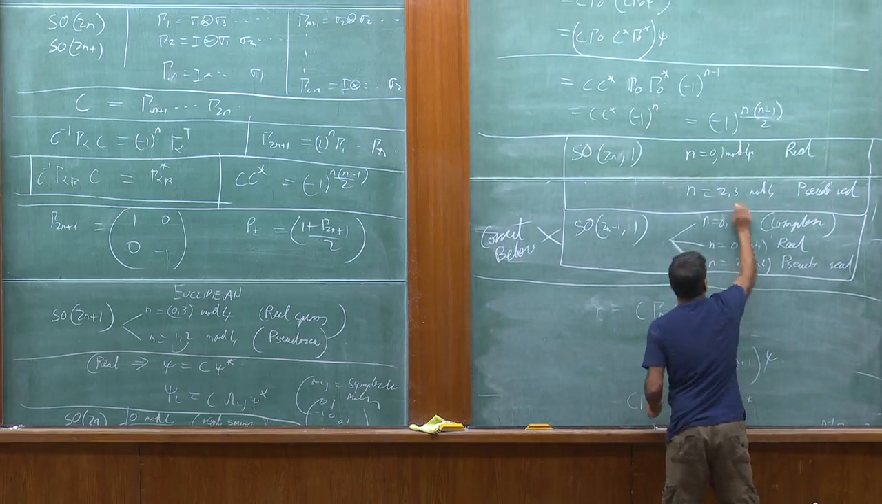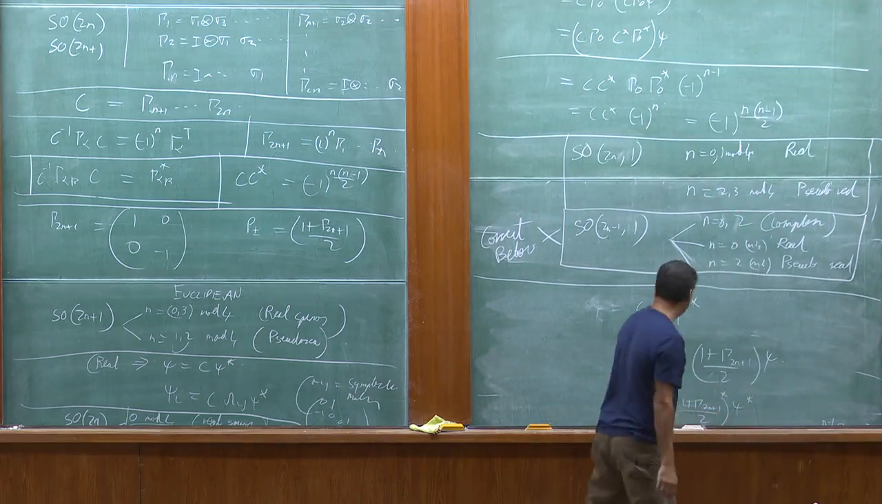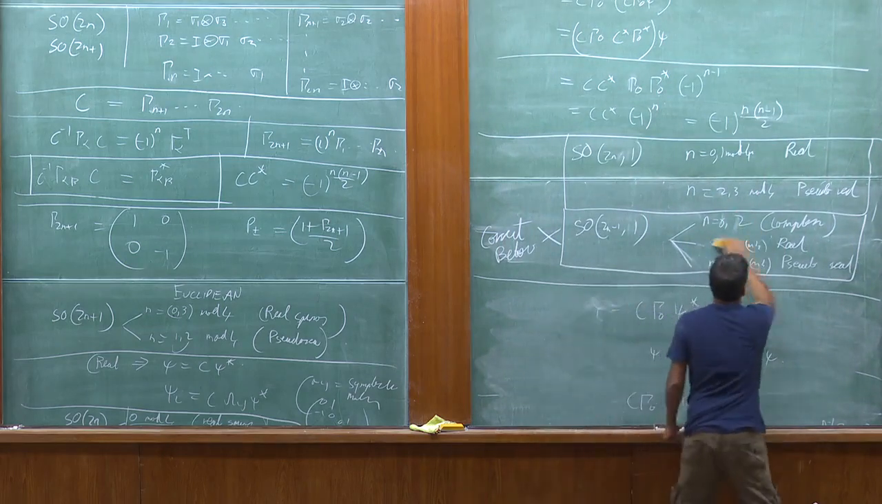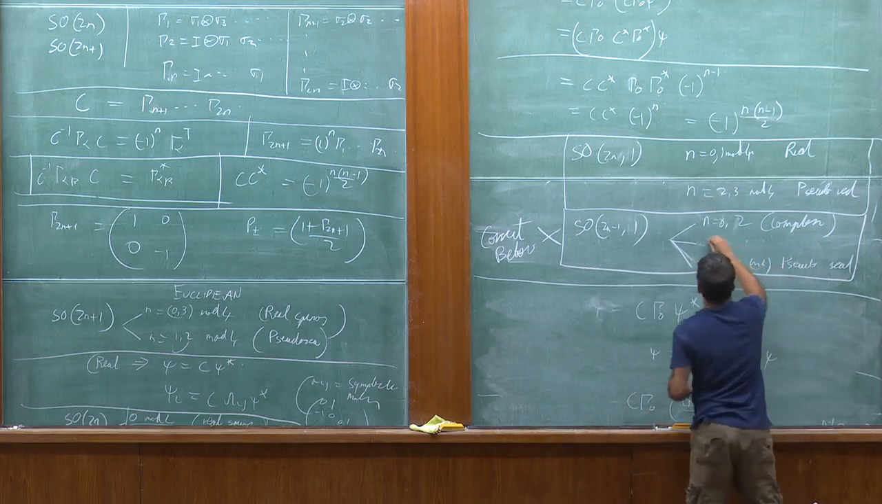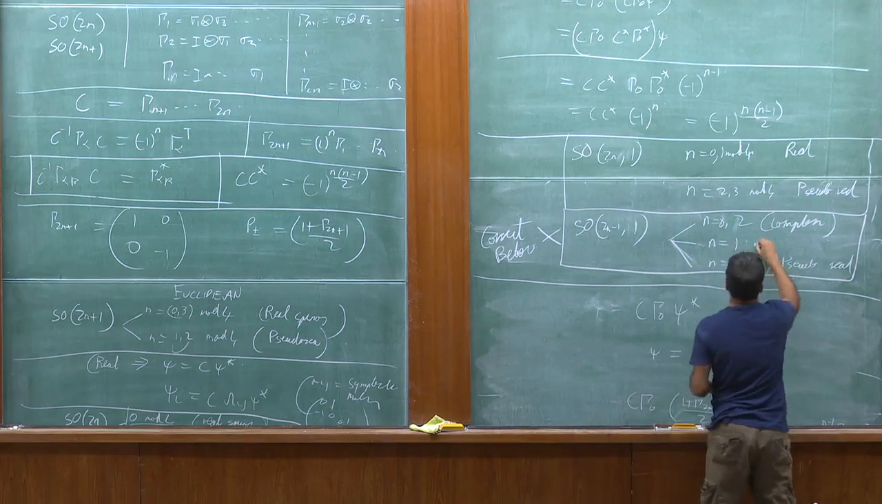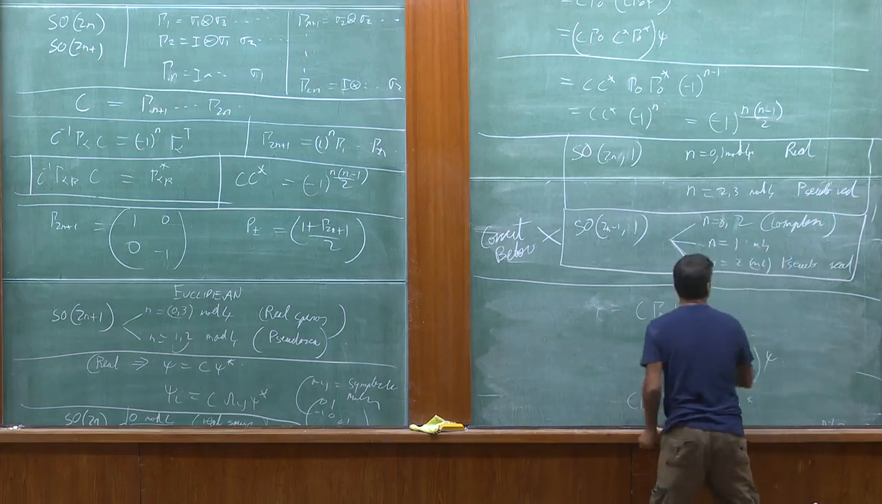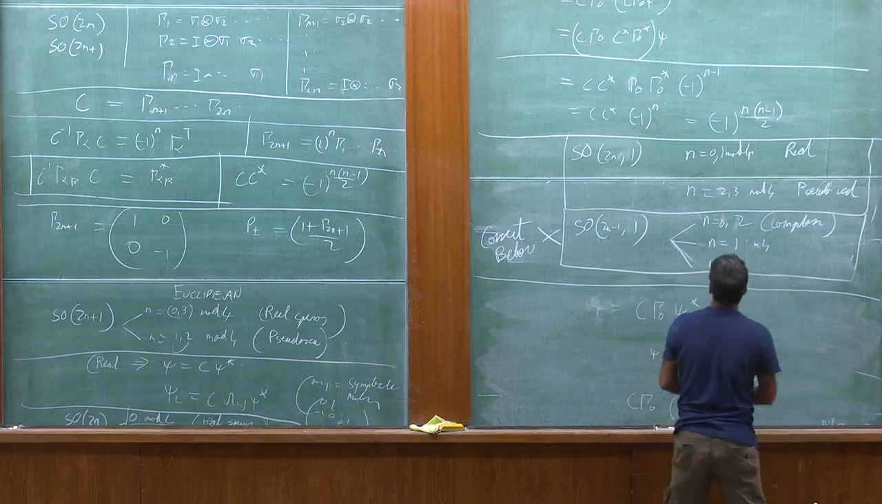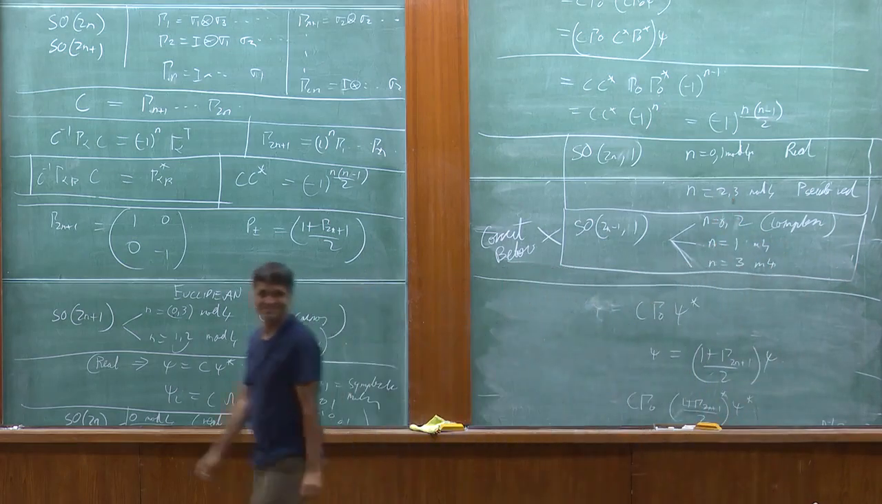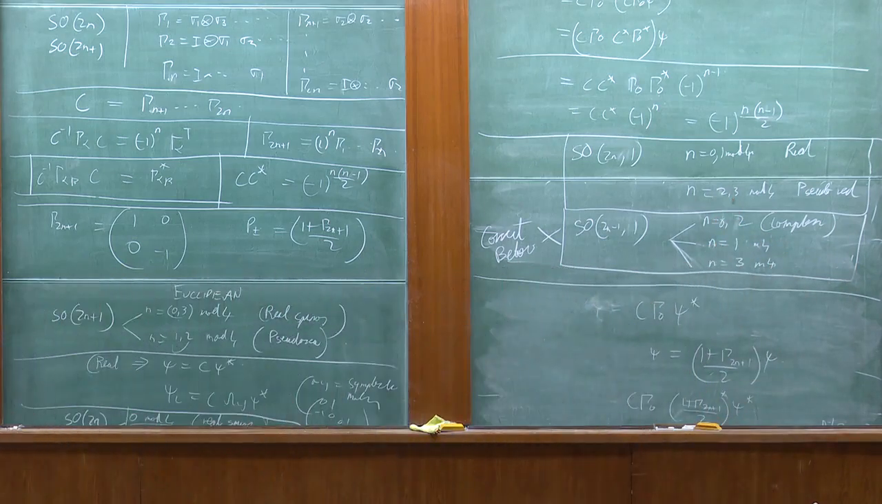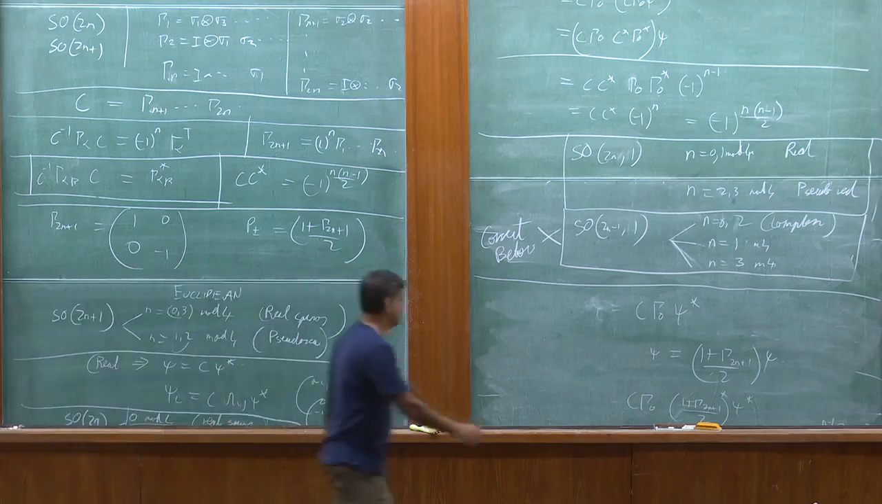So we get 0 and 2 as complex. Okay, now when was it real? Real was n is equal to 1 mod 4. And when was it pseudo-real? Pseudo-real was n is equal to 3 mod 4. Yes, this is correct. Okay, excellent.